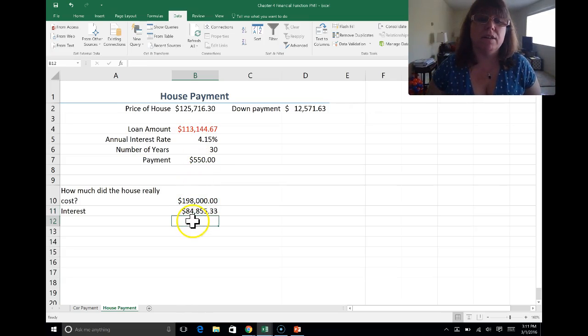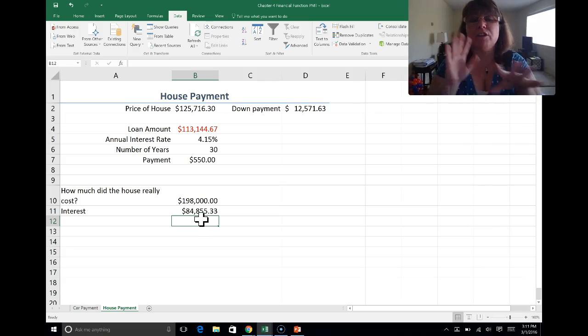Wow, it's crazy to think about it, but the house cost me $125,000. To borrow that money, it cost me nearly $85,000. It's a shocker, but that's basically how you would calculate a house payment.